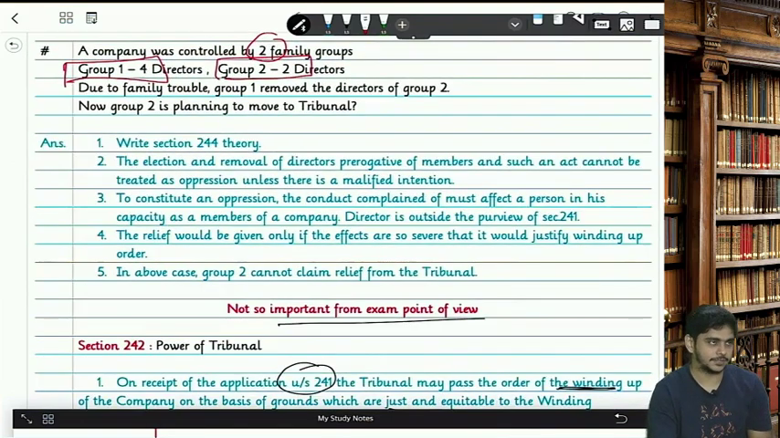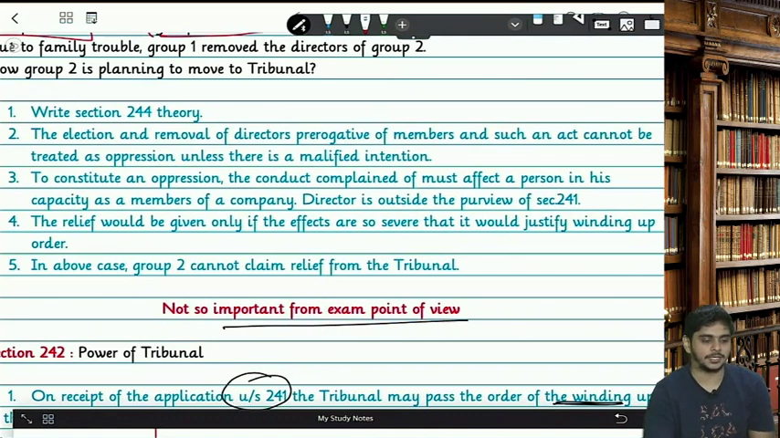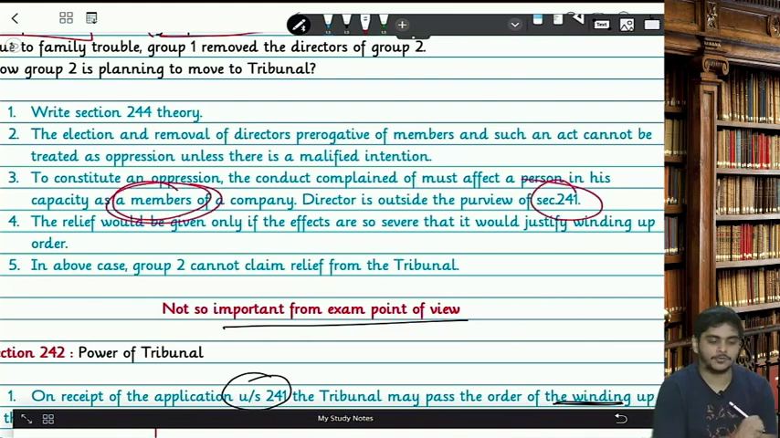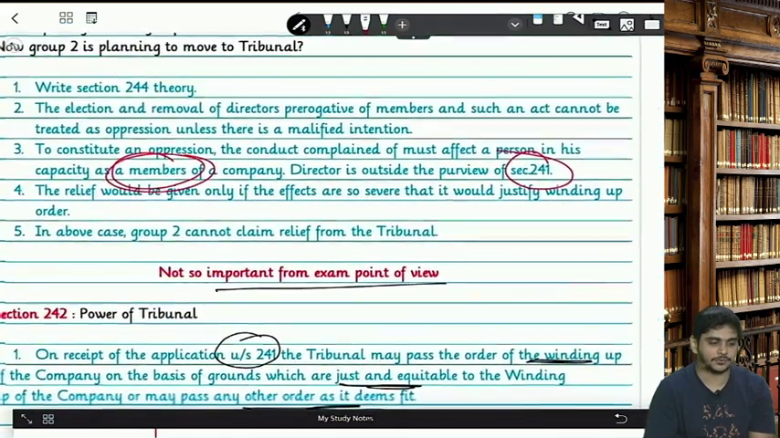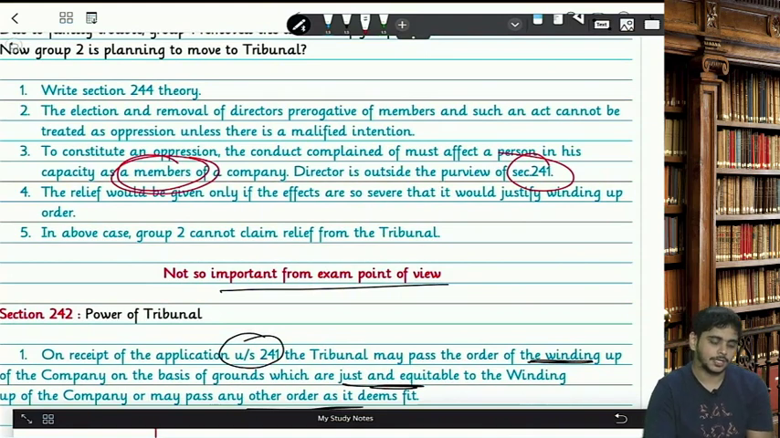244 ka theory you will write. The election and removal of directors is the prerogative of members, and such an act cannot be treated as oppression unless there is a mala fide intention. To constitute oppression, the conduct complained of must affect a person in his capacity as a member of a company. Director matters are outside the purview of 241. Relief would be given only if the effects are so severe that it would justify a winding up order. In the above case, Group 2 cannot claim the relief from the tribunal.